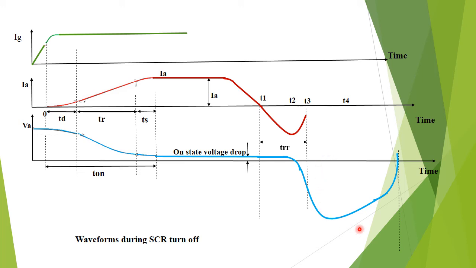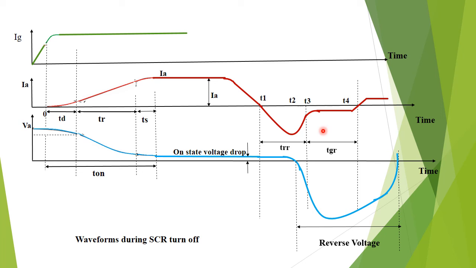For that, the reverse voltage should be maintained for some more time. The reverse voltage has to be maintained irrespective of its magnitude. It should be maintained across the device in order to recover the junction J2. So after T3 the junction J2 will be recovered. In the time interval T3 to T4, the excess charges trapped in the junction J2 are removed by recombination. This time period is defined as the gate recovery time period.